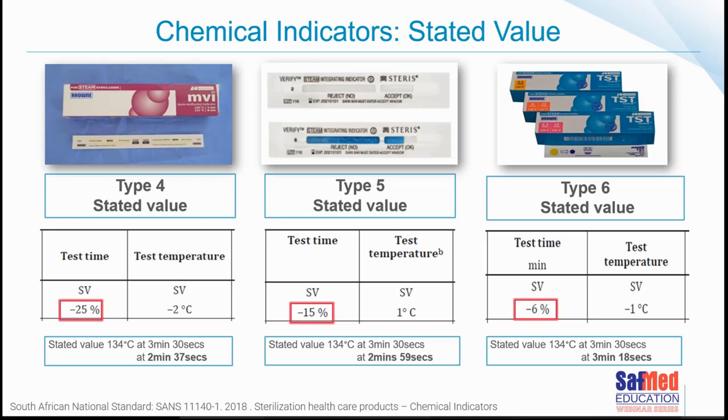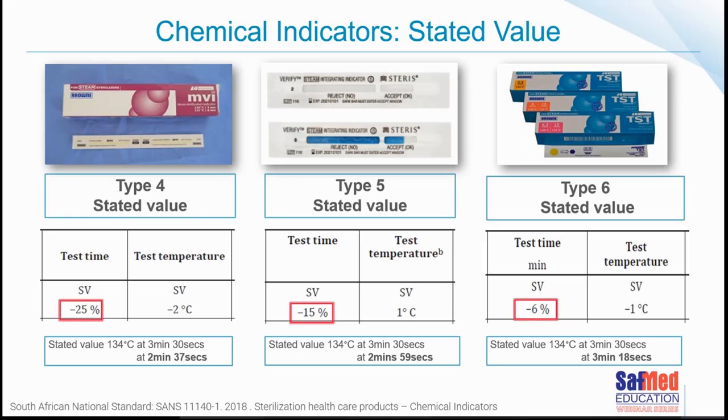With the type 5 chemical indicator, the standard allows for a minus 15% variance, which means the type 5 chemical indicator could change color as soon as 2 minutes and 59 seconds into a 3.5 minute sterilization time. For a type 6, that tolerance of variance is a lot less, making it a lot more accurate. The standard says the manufacturer may have only a 6% variance, which in this example would mean it could change color no sooner than 3 minutes and 18 seconds.